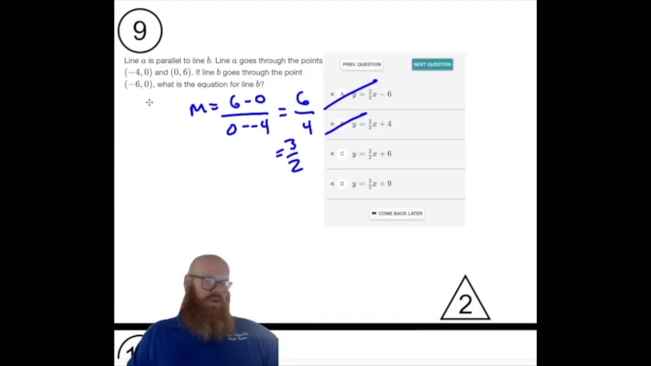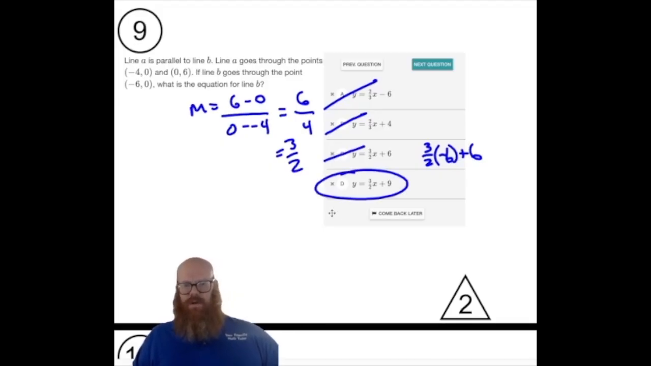And then what I'm going to do, I'm going to just plug in. We could find the equation, but I'm simply just going to replace x with -6 and see which one gives me 0. So for this one, I'm going to do 3 over 2 times -6 plus 6. And -6 times 3 halves is -9. And -9 plus 6 is not 0, so that answer is wrong.